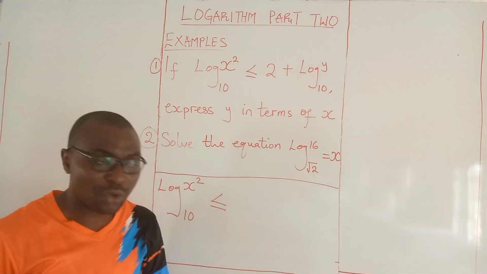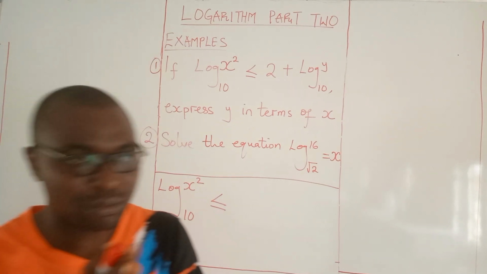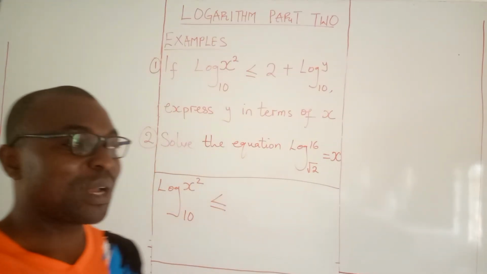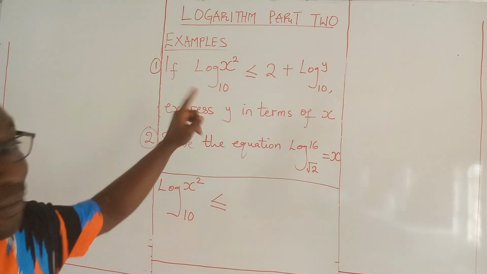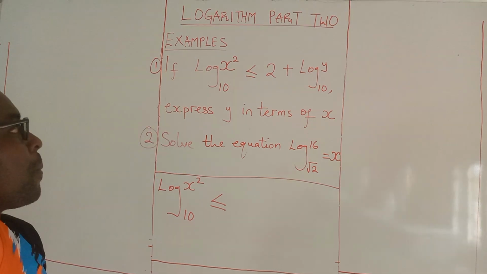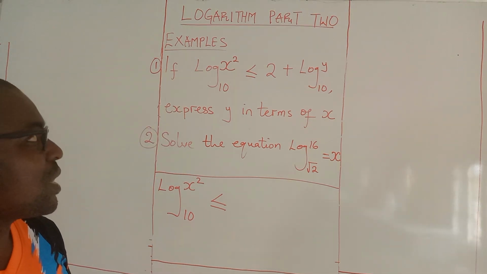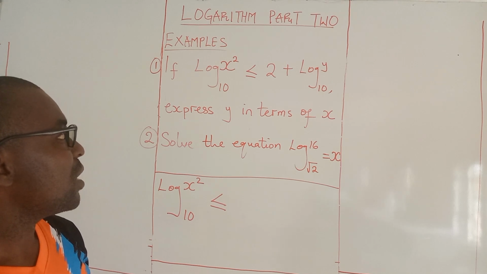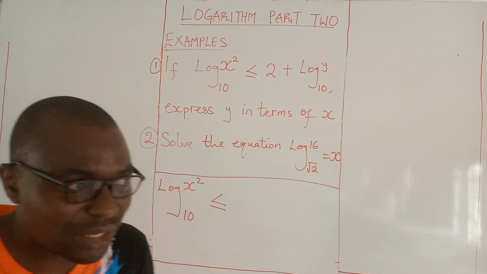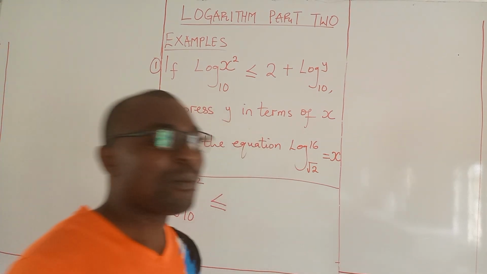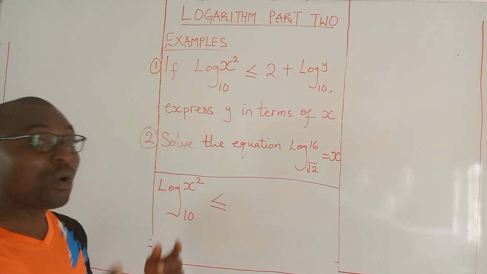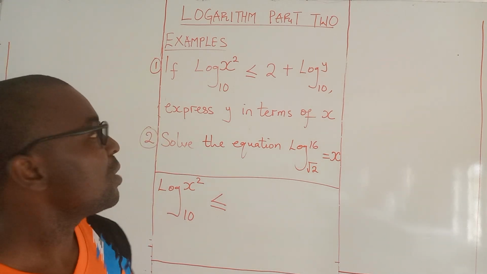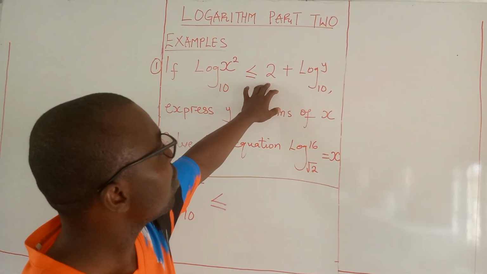Recall, if you go through logarithm part 1, that's why I would advise, if you have not gone through part 1, please go through part 1 before coming over to part 2. Under part 1, we treated the laws of logarithm. And then we said the first law, either you call it addition or multiplication law, only works when the bases are the same. So what we have here is 2.